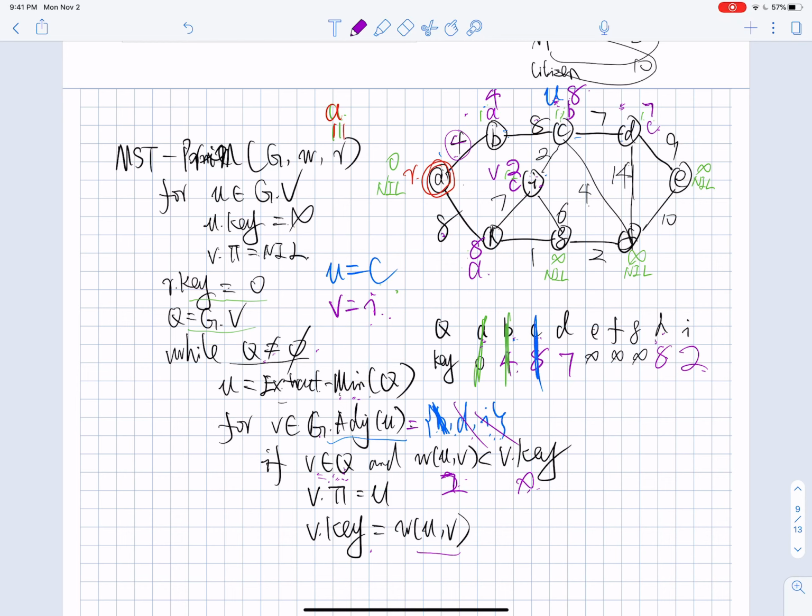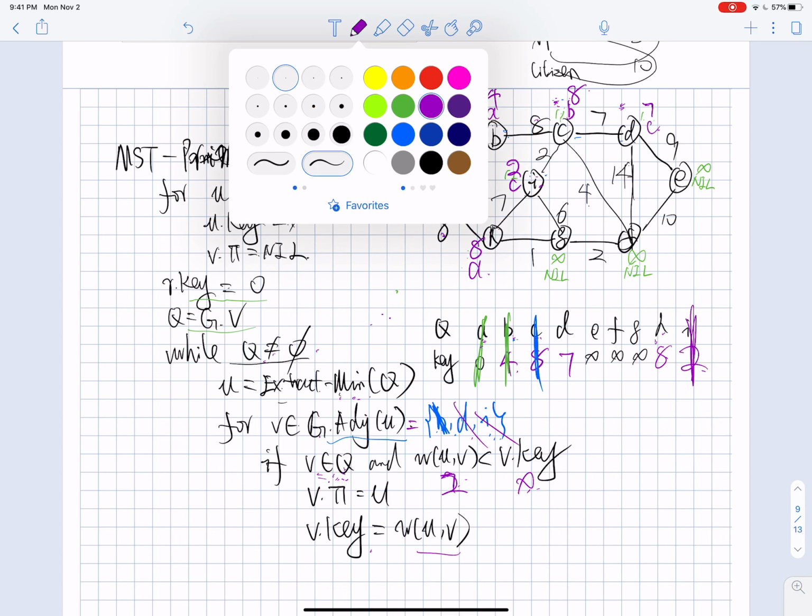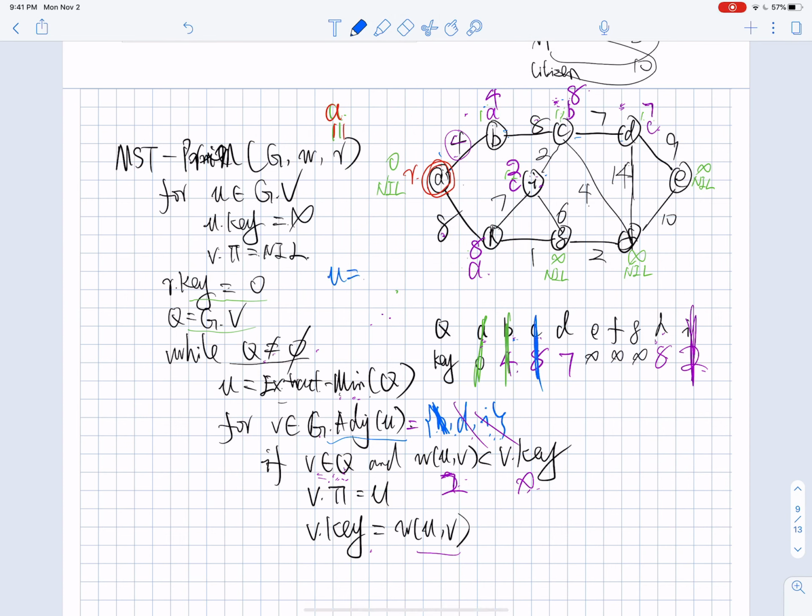And next we go back to the while condition and we say that this queue is not empty yet. And what we are going to do is call the extract min function. So I is removed because it has the smallest key. So we have U equal to I, and so here let's check what are the neighbors of I in the graph. The neighbors of I include C, G, H. Among them, C is already out of the queue, so we can safely ignore C and then only do something for G and H.